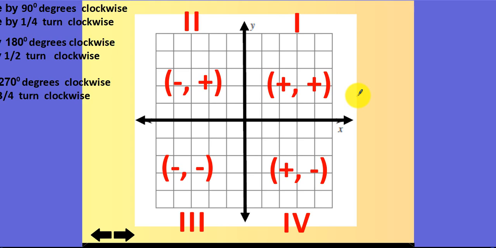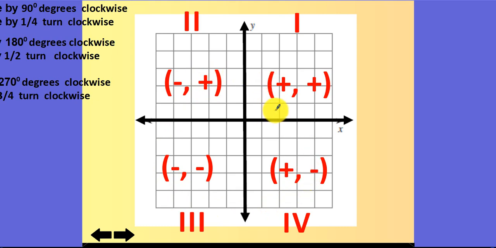Now the other method on how to rotate an object is by using our coordinates. First, we have to memorize the signs in each quadrant. So if this is our Cartesian plane, this will be our first quadrant, and any point on this quadrant will have positive x values and positive y values. Second quadrant, negative x values, positive y values. Third quadrant, and then here will be our fourth quadrant.